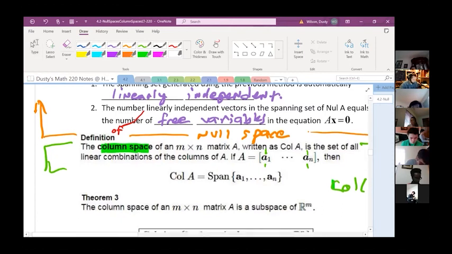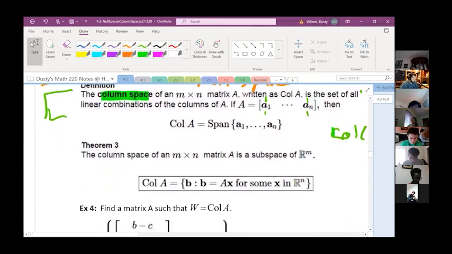And so theorem 3 says that the column space of an M by N matrix A is a subspace of Rm. We could prove it, but if you think about it, the column space is just the span of a whole bunch of vectors. And so what happens when you span things? You make linear combinations. So that's how you take care of addition and scalar multiplication. And then 0 has to also be in the space. Well, 0 times even one of the vectors gets you that 0 is in the column space. So it's a pretty straightforward thing to show that it is a subspace.